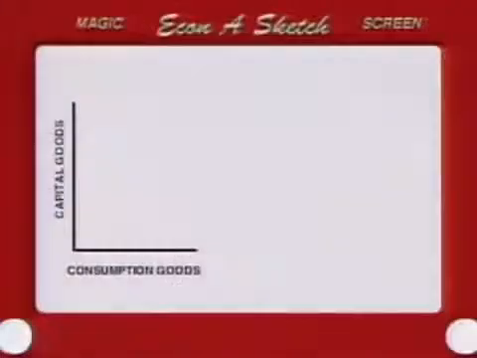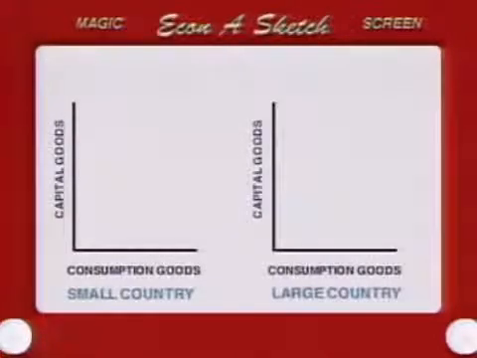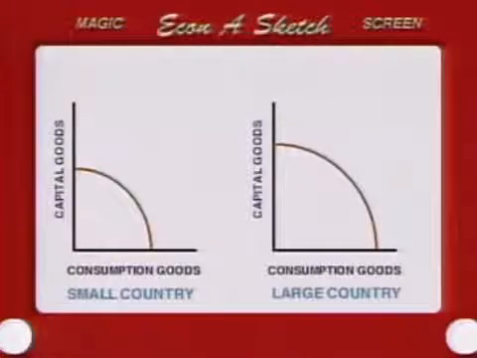Let's develop a model and indicate capital goods such as machinery and equipment on the vertical axis and consumption goods such as food and clothing on the horizontal axis. Now we'll split the screen into two and draw a production possibilities curve for a smaller economy on the left and for a larger economy on the right.